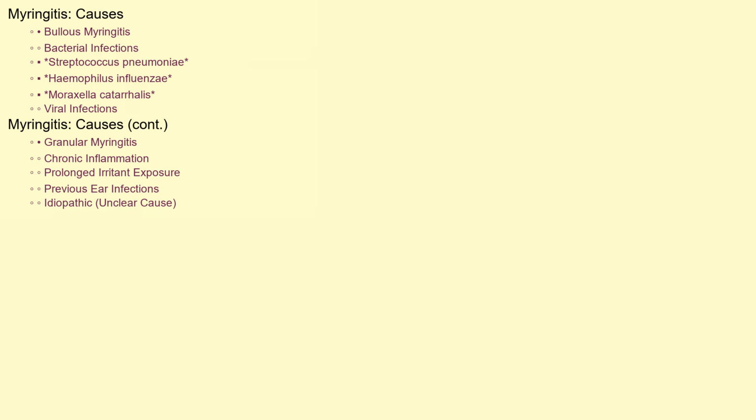Myringitis can arise from several factors. Bullous myringitis is often linked to bacterial infections, with common culprits being Streptococcus pneumoniae, Haemophilus influenzae, and Moraxella catarrhalis. Viral infections can also trigger it. On the other hand, granular myringitis is typically associated with chronic inflammation and can be related to prolonged exposure to irritants or previous ear infections.